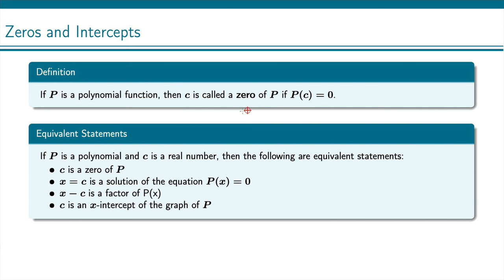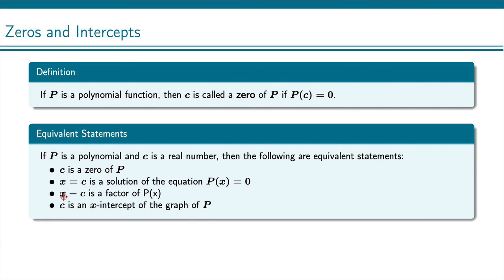So we can talk about zeros in lots of different ways. Here we have a list of equivalent statements. They all mean the exact same thing. So we've got just that c is a zero of p. That's the same thing as saying that x equals c is a solution of this equation p of x equals 0. So if we set a polynomial equal to 0, the solutions to that are called, of course, the zeros.